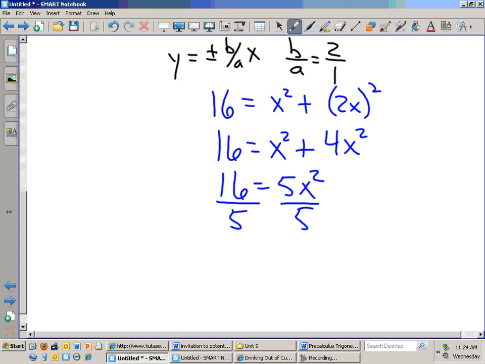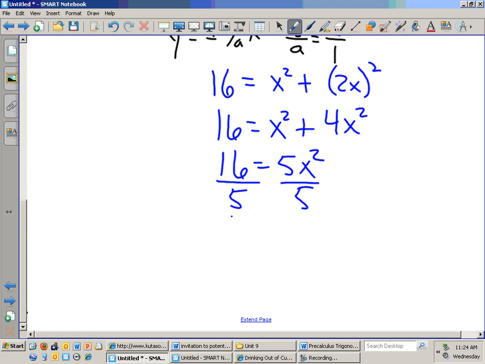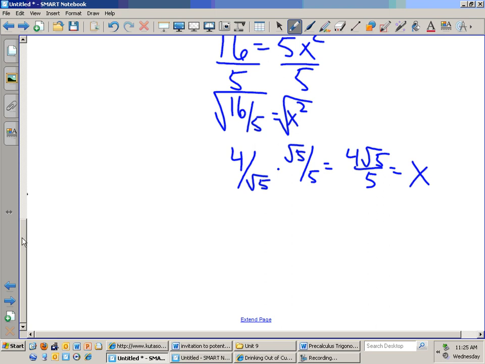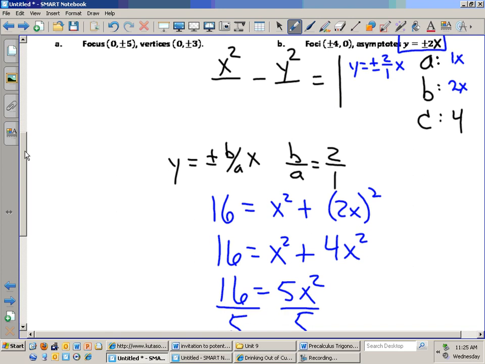Square the 2x, we get 4x squared. x squared plus 4x squared is 5x squared. Divide by 5, we get 16 over 5 is equal to x squared. Square root both sides. You take the square root of 16, you get 4 over square root of 5. Can't have a square root in the denominator, can you? Multiply top and bottom by square root of 5. 4 square root of 5 over 5 is equal to x. So we found the x value, which in this situation happens to be the same as the a value.